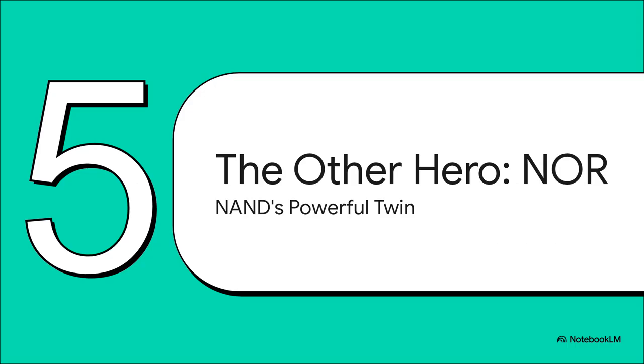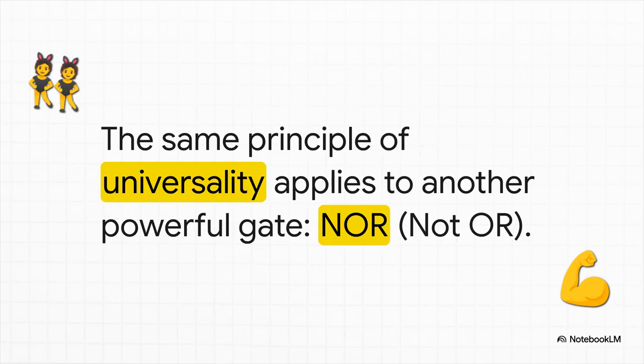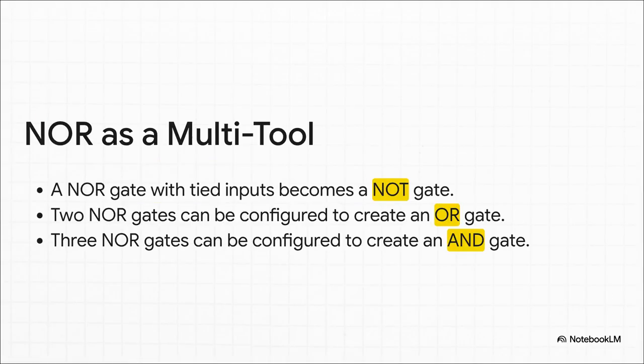Now, it's really important to know that the NAND gate isn't the only hero in this story. It actually has an equally powerful twin. That's right, the NOR gate, or not OR, is also a universal gate. You can do all the same tricks with it. It can be used to construct all the basic logic gates, just like the NAND gate can. And the patterns are pretty much the same.